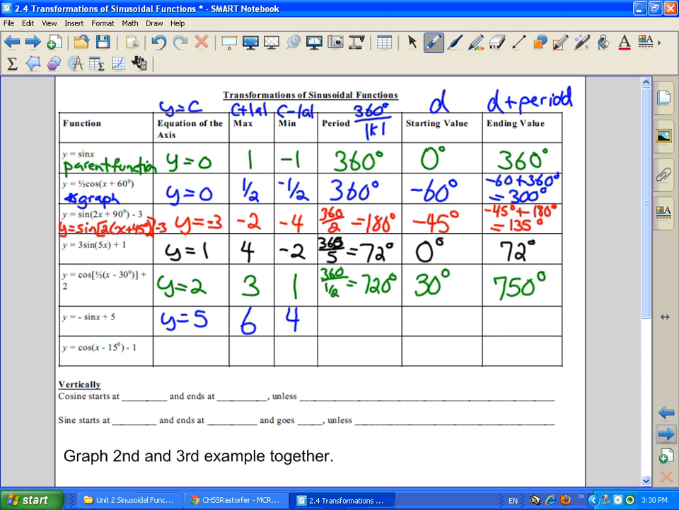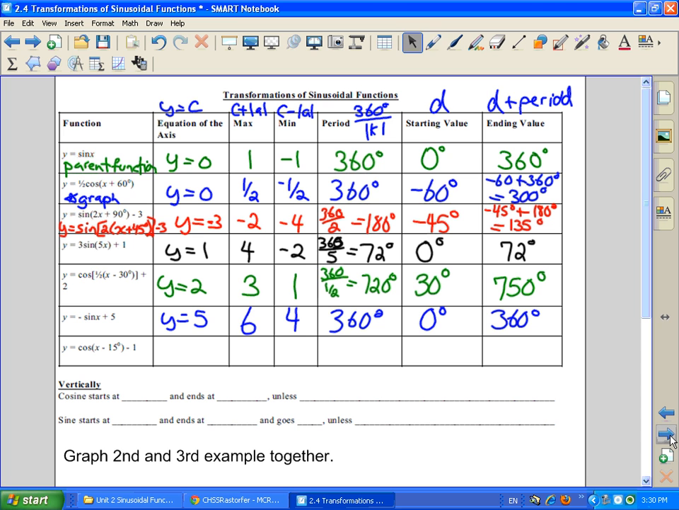Okay, taking a look, ladies and gentlemen, our K value is 1, so that means it's 360 degrees. And your start value, D, is 0, so that means 0 degrees. And if you start at 0 degrees, you got to go 360. That means our end value is at 360 degrees.